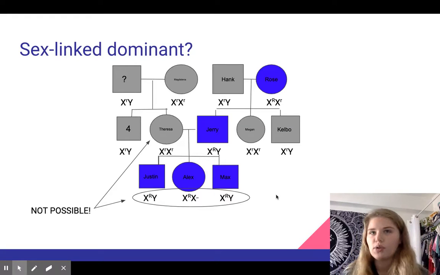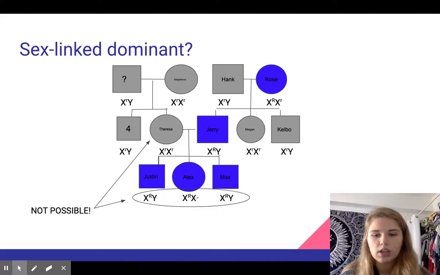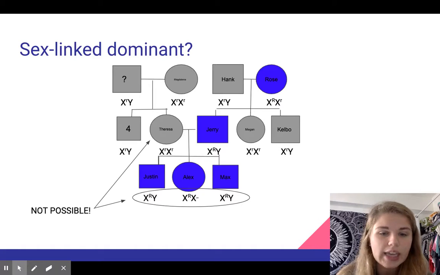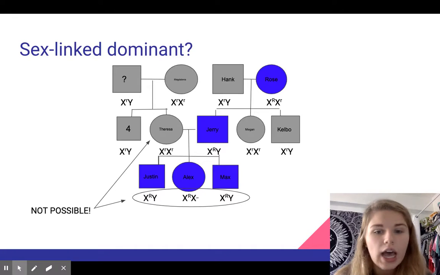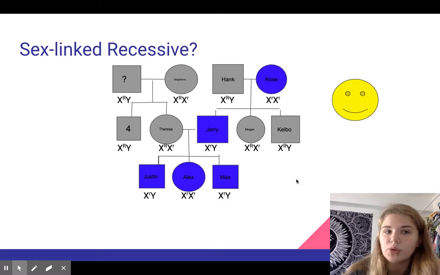So I started going through all of the inheritance modes that could be possible, and then I figured out which ones were actually possible with the situation. So I first did sex-linked dominant, and I found that that was not possible because Teresa would have to be homozygous recessive to not carry the trait, which she doesn't. And then I found that mainly Justin and Max would not work out because they would have to get a capital R from their mother since they got the Y from their father, and she does not have one to give. So that was not possible.